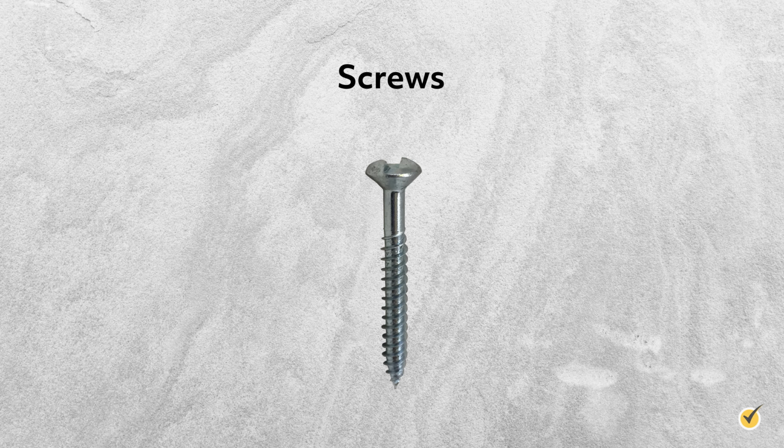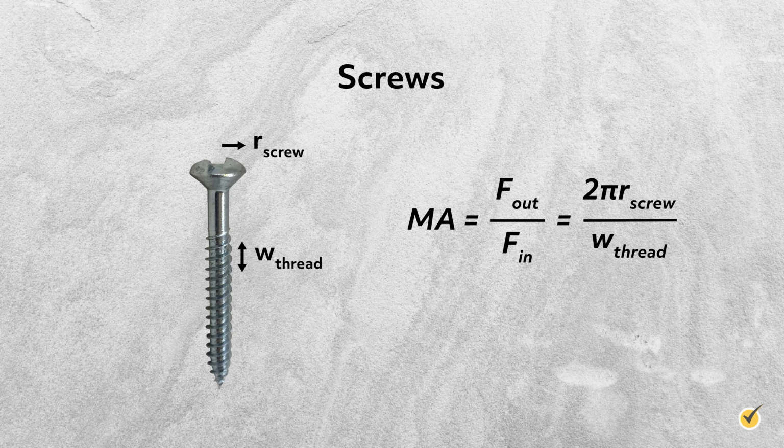However, every time a screw is turned 360 degrees, it penetrates the material by the width of the thread of the screw. This can be thought of as the distance associated with the output force, while the circumference of the screw can be thought of as the distance associated with the input force, since we must turn the screw by that amount to get the screw to go in by a thread width. So the mechanical advantage is MA equals output force over input force equals 2 pi r screw over the width of the thread. Now that we've gone over the physics behind simple machines, let's test your knowledge with some questions.